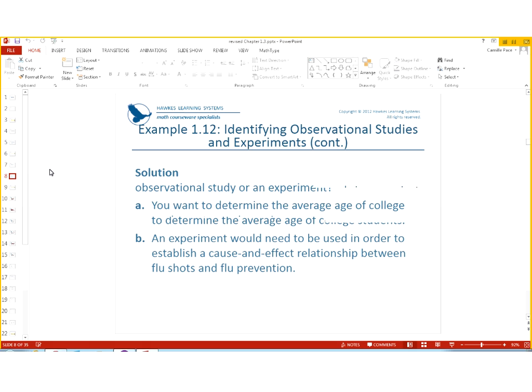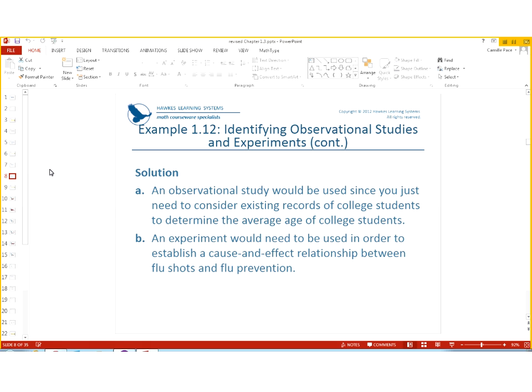So for the first one, an observational study would be used because you can just get the existing records of college students and determine the average age. We do this at Georgia Highlands every semester to see what our average age is for students. And then for B, an experiment would be needed in order to establish a cause and effect relationship between flu shots and flu prevention. So you'd have a group that has the flu shot and a group that does not have the flu shot. And then based on that you would see if they get the flu or not.